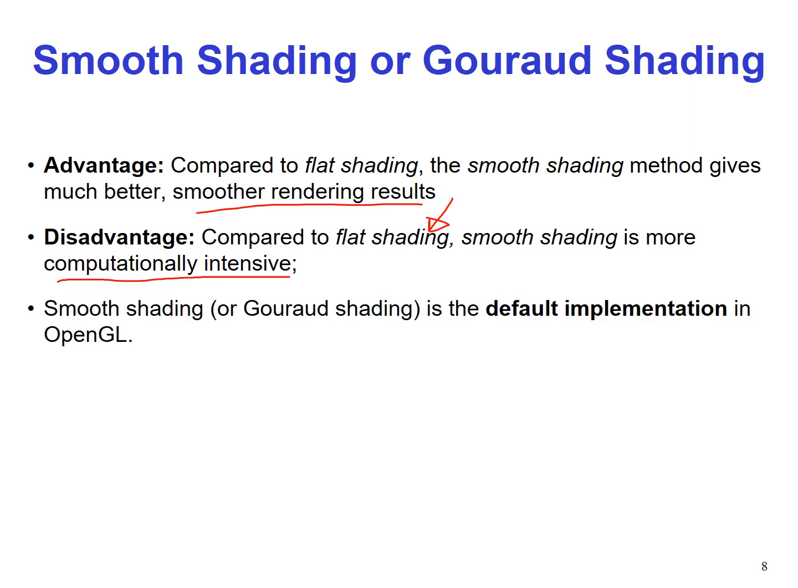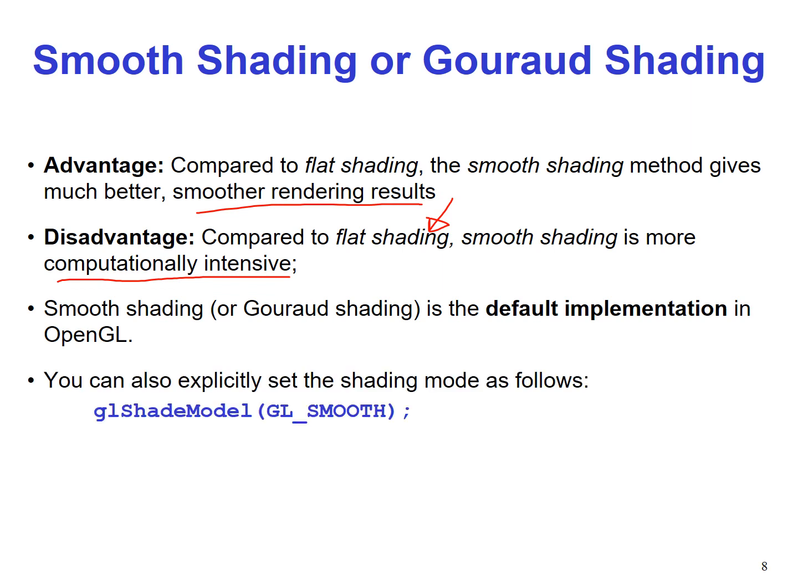This is the default implementation in OpenGL. So if you do not specify any shading method, OpenGL will use smooth shading, which is Gouraud shading. You can also specify this method explicitly by using GL_SMOOTH, which would be Gouraud shading.